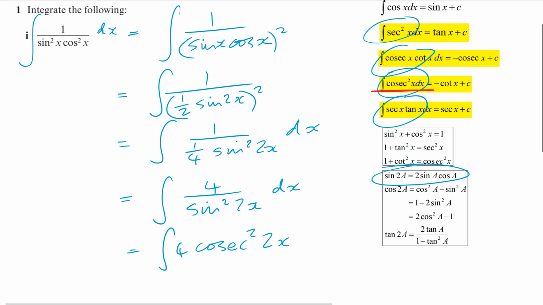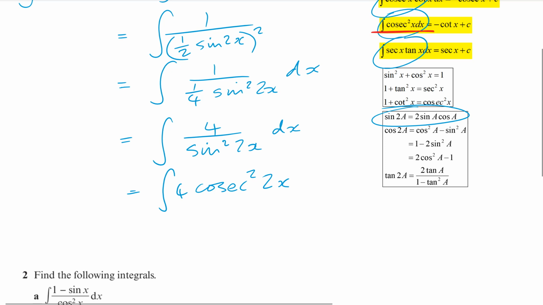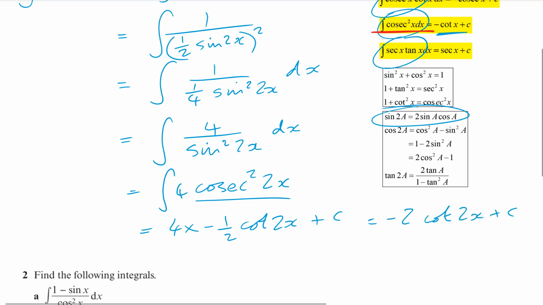You just integrate cosec squared. So if we do that, when we integrate this, we're going to get minus a half cot x, sorry, cot 2x. And don't forget we've still got the 4 there, plus c. So the final answer is going to be minus 2 cot 2x plus c.